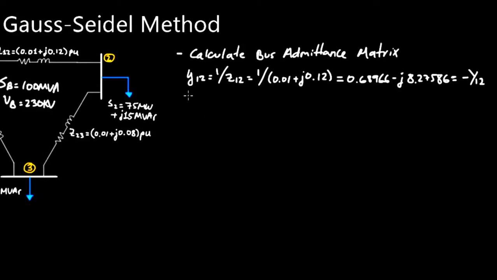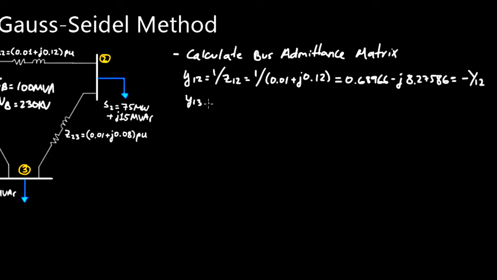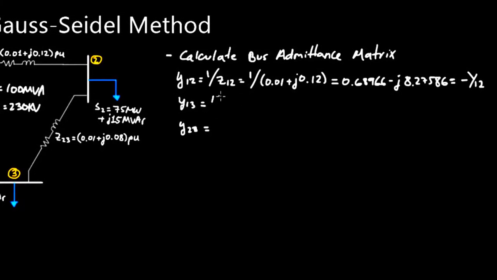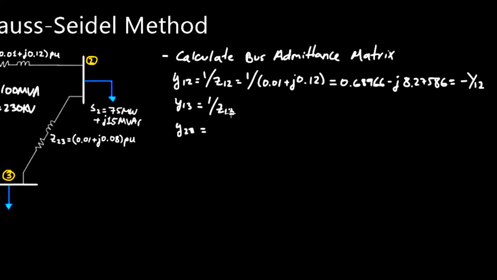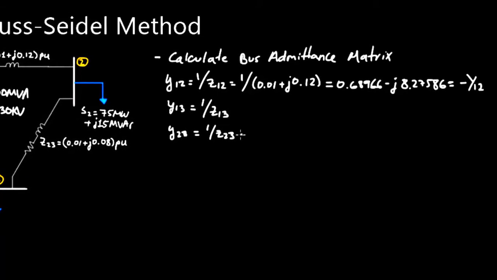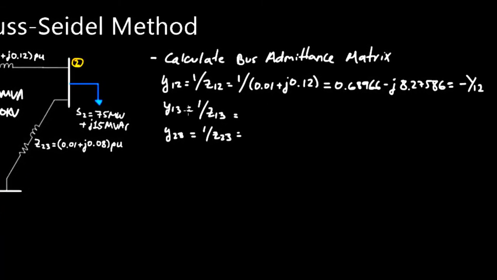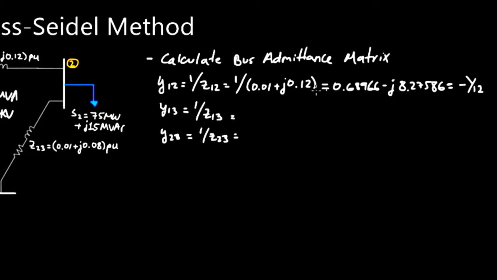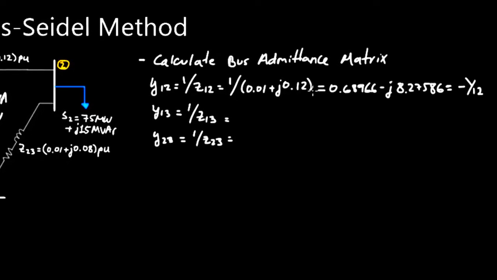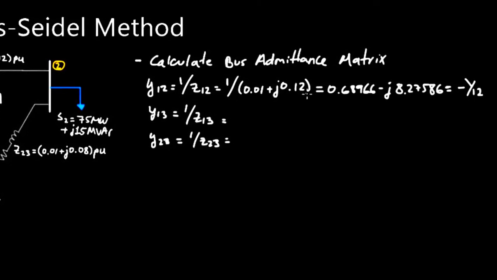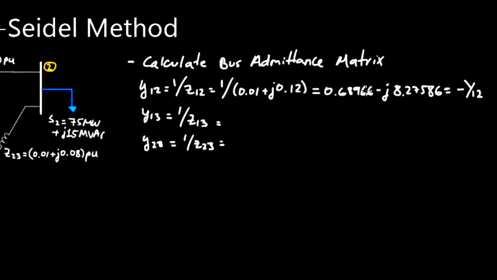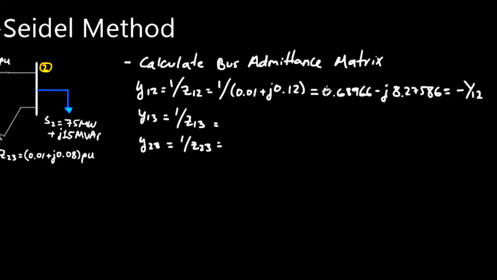So next thing that we need to do is we need to calculate y13 and y23. So y13 of course is going to be 1 over z13, and y23 is going to be 1 over z23. And again, you're going to see a lot of math in this example, but I think it's helpful to see all the solution in detail just so that you know how to use the Gauss-Seidel method yourself. And so that's why these lectures are going to take a little bit longer, but I think again that it's helpful for you to see all the details in the solution.